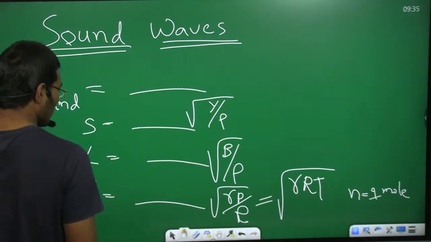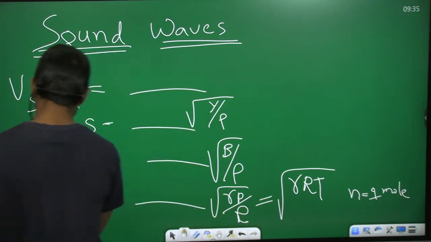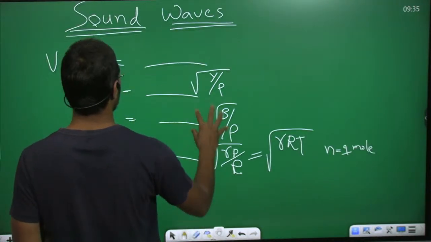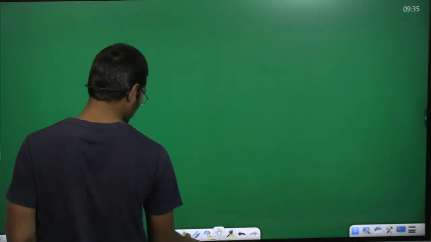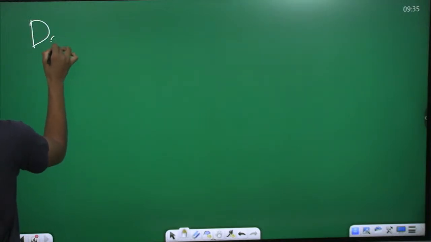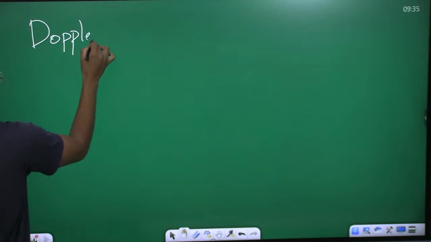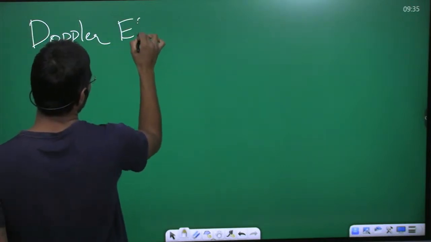Okay, now let us try to look at another important concept in sound wave. This is about velocity of sound. Now let us try to look at Doppler effect. Okay, very important. Try to write the formula for Doppler effect.